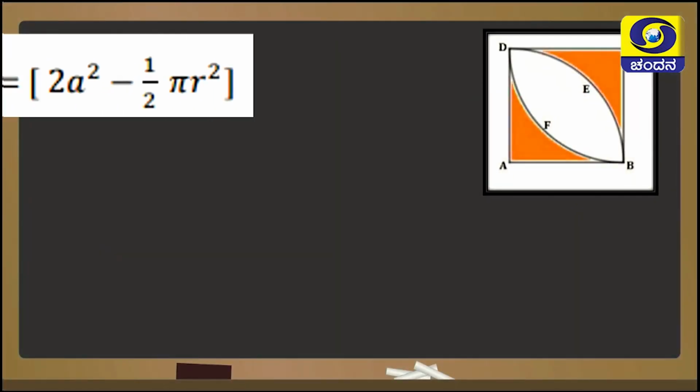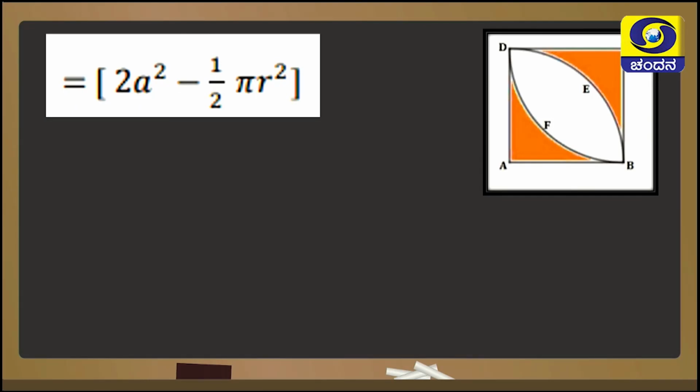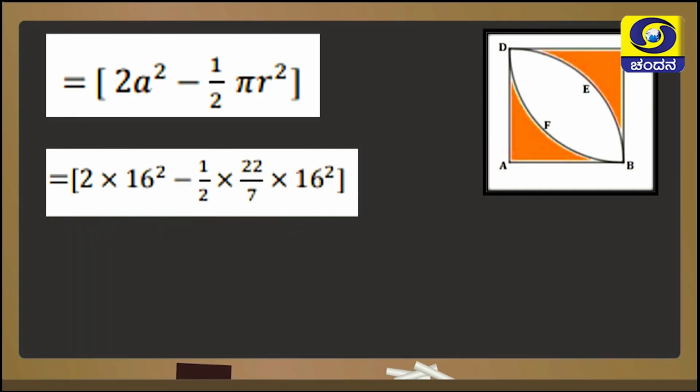Okay, a square plus a square gives 2a square, 1 by 4 pi r square plus 1 by 4 pi r square. If we add the 1/4 we get half. We have to subtract the area of the semicircle, that is half of the circle, from 2 times the area of the square. Yes, substitute the values. 2 into 16 square, the radius of the quadrant is the side of the square ABCD, that you can observe clearly, minus half into the value of pi, 22 by 7, into 16 square.